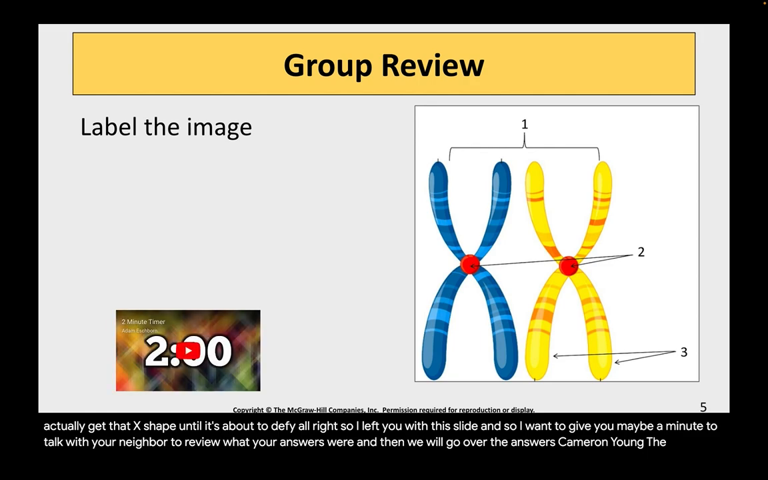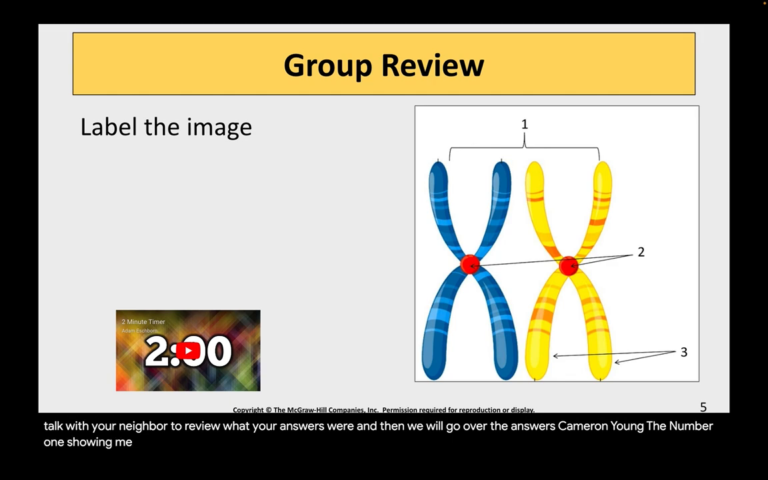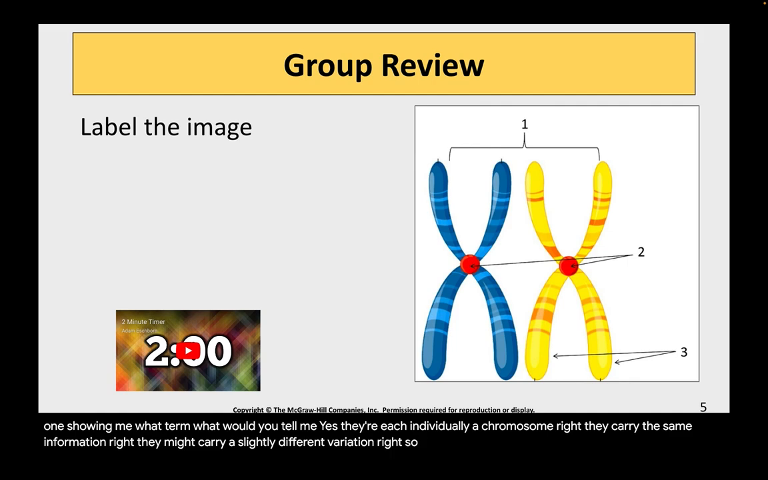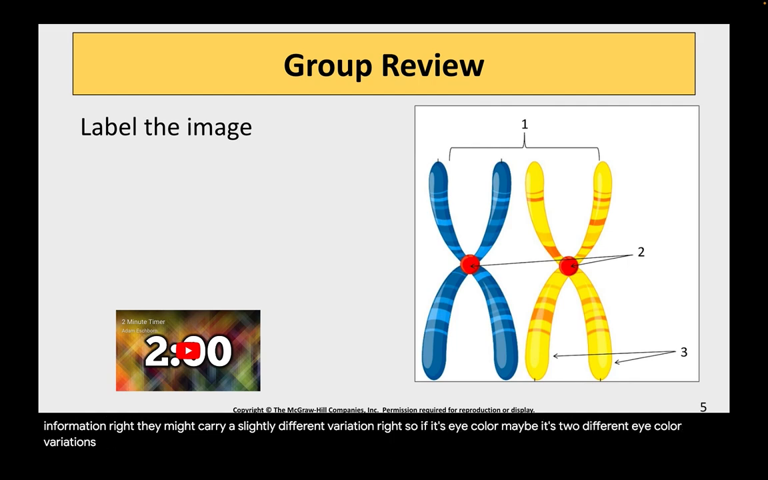All right, if I were to look at the image and ask you, what is number 1 showing me? What term would you tell me? Homologous pairs, yes. They're each individually a chromosome, right? They carry the same information, right? They might carry a slightly different variation, right? So if it's eye color, maybe it's 2 different eye color variations. One's coming from mom, one's coming from dad. But it's the same type of information.